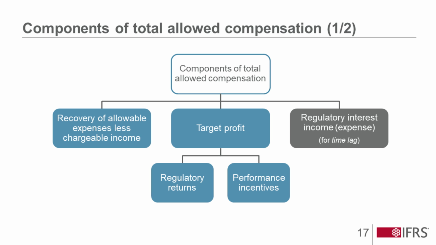The exposure draft refers to such income as chargeable income. The second component of total allowed compensation is target profit, which are amounts that represent profit mainly in the form of regulatory returns on amounts invested in the assets that the entity uses to supply the goods or services, or in the form of performance incentives, bonuses, or penalties. The third component is regulatory interest income or regulatory interest expense, which I will talk about in the next slide. I will also explain why it is shaded in a different color.